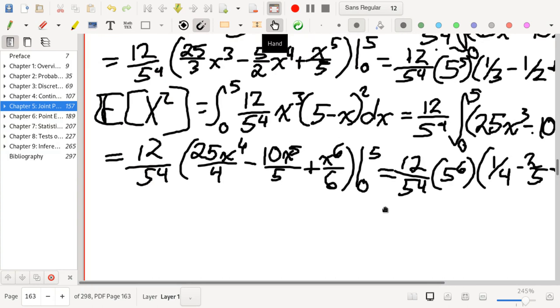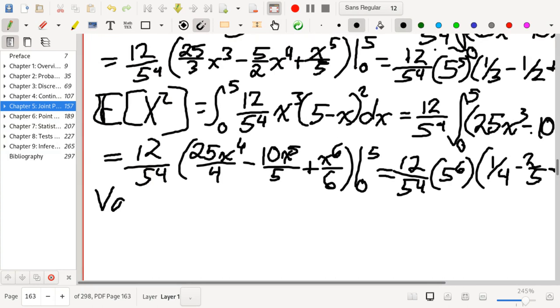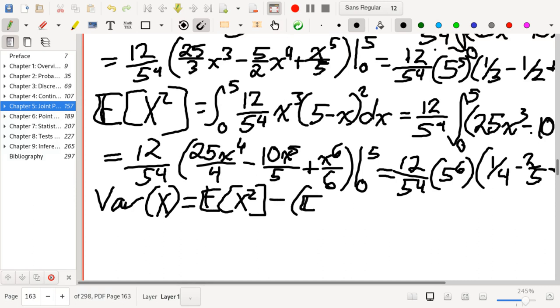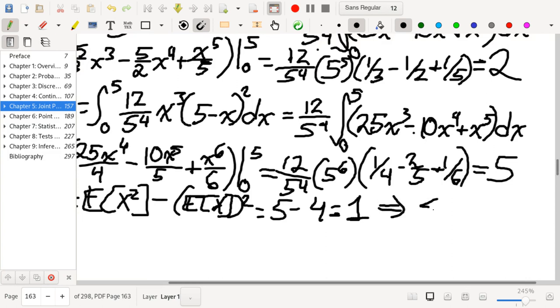All right, so then when we compute the variance of x, you're going to use the expected value of x squared minus the mean of x squared, which is 5 minus 2 squared, which is 4, which is 1. So the variance of this thing is 1, which, if you're curious, means that the standard deviation is 1, so 1 pound.